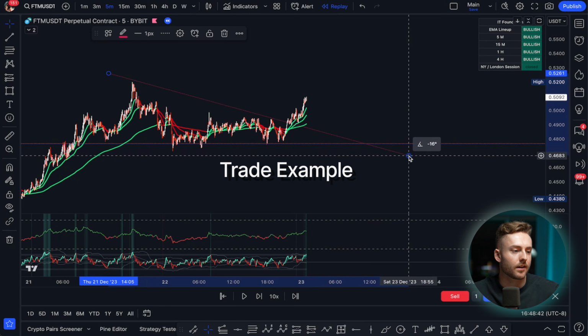We want to have a lot of these risk factors in the bank so we can keep focusing on the process, focusing on taking those good, high quality, high conviction setups. So let's take a look at another example.